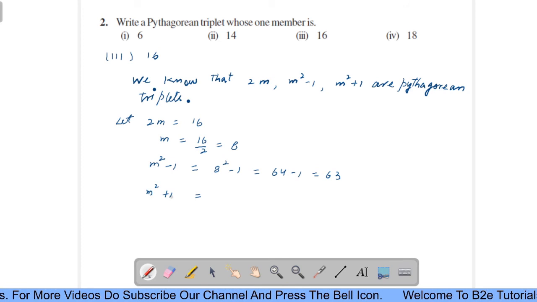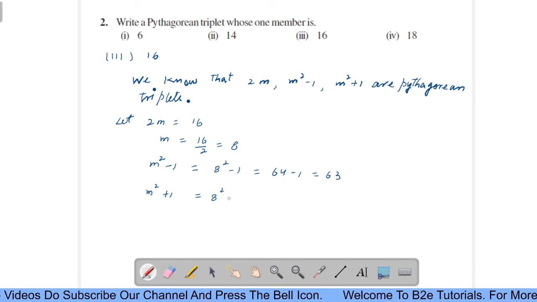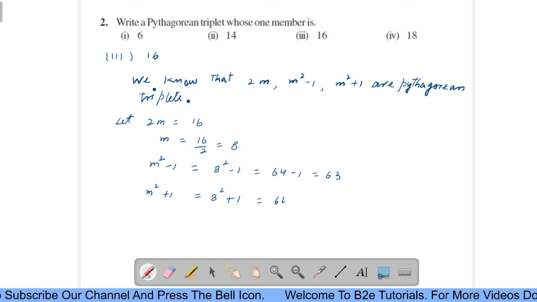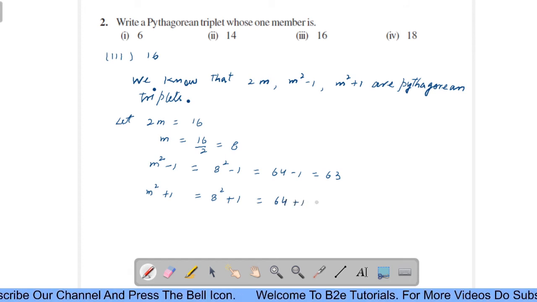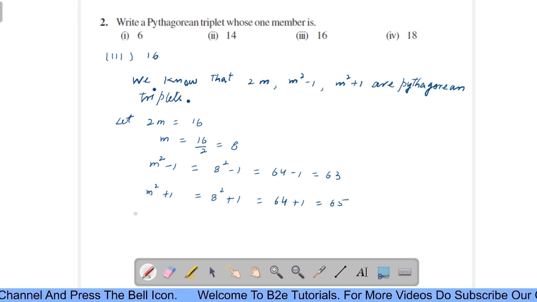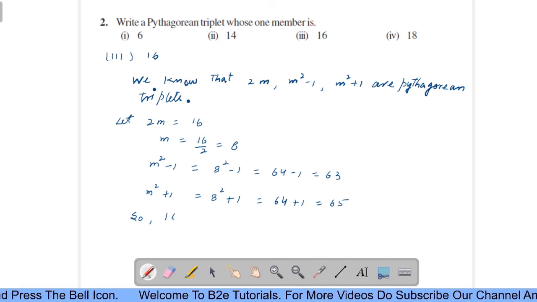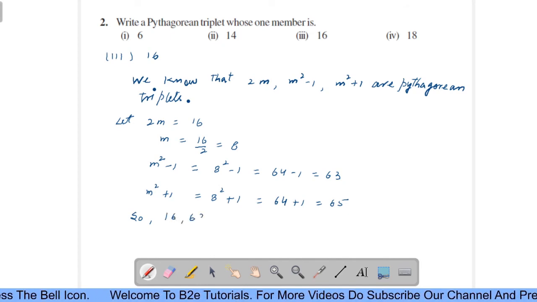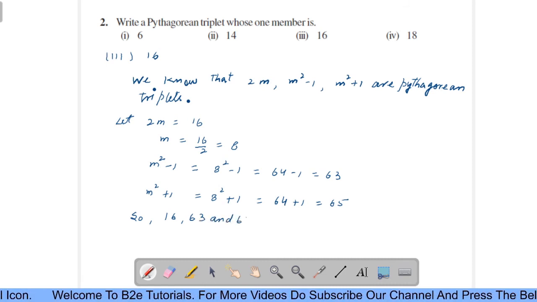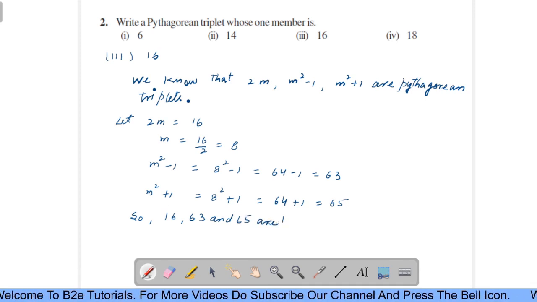Now find out m square plus 1. Here m is 8. 8 square plus 1. 8 square is 64 plus 1 equal to 65. So 16, 63 and 65 are Pythagorean triplets.